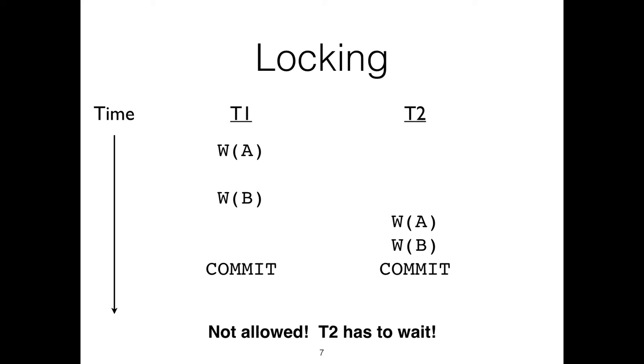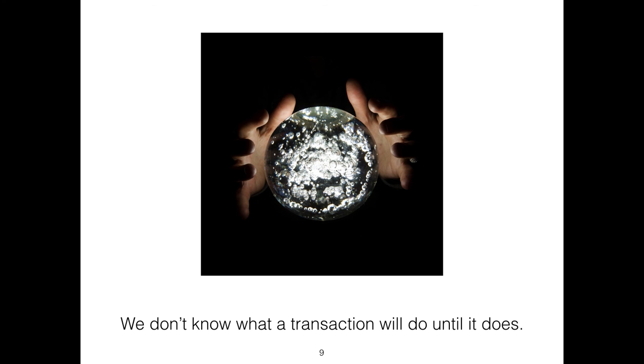That's a really good question, though, because that's essentially what we want to do. We want to be able to predict the future, but we can't. So how do we deal with the fact that we might guess wrong? Now, like I said, we can't predict the future until the transaction does whatever it's going to do. So why not just let the transaction do it?